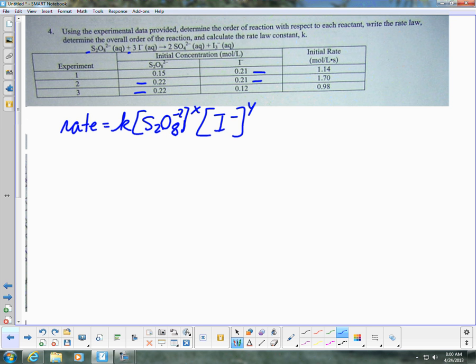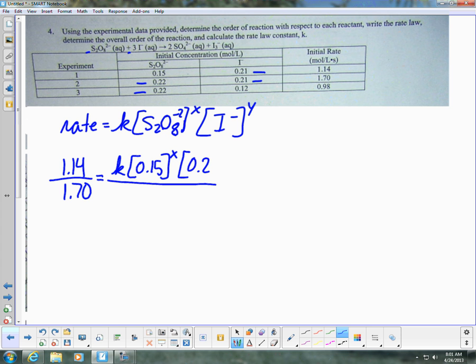So let's take the first two equations and we're going to set them on top of each other. So we're going to say rate 1, 1.14, divided by experiment 2, 1.70, equals k of the top equation, which would be S2O8 0.15 to the x times I 0.21 to the y. And on the bottom for experiment 2, we're going to put k is equal to 0.22 to the x and 0.21 to the y.